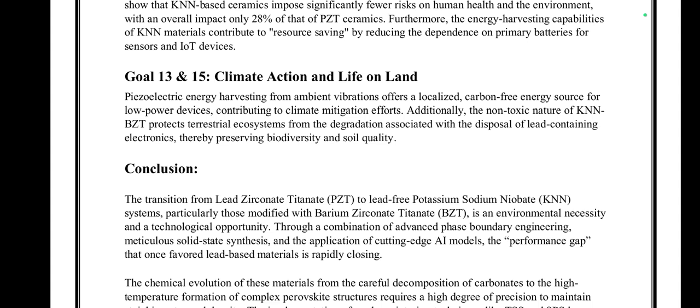Climate action and life on land, Goals 13 and 15. How can KNN-BCT material relate to these goals? Piezoelectric energy harvesting from ambient vibrations offers a localized carbon-free energy source for low-power devices, contributing to climate mitigation efforts. Additionally, the non-toxic nature of KNN-BCT protects terrestrial ecosystems from the degradation associated with the disposal of lead-containing electronics, thereby preserving biodiversity and soil quality.